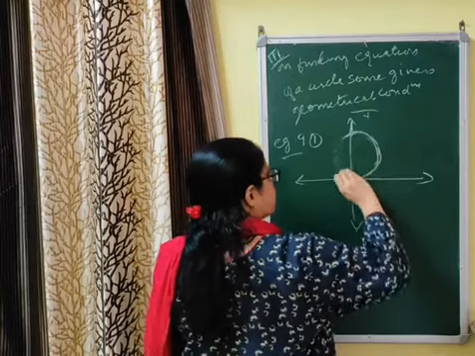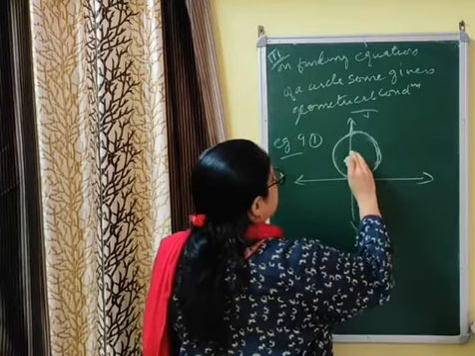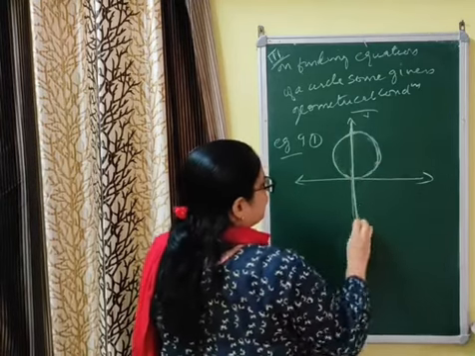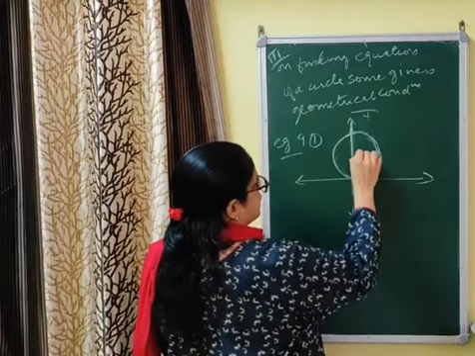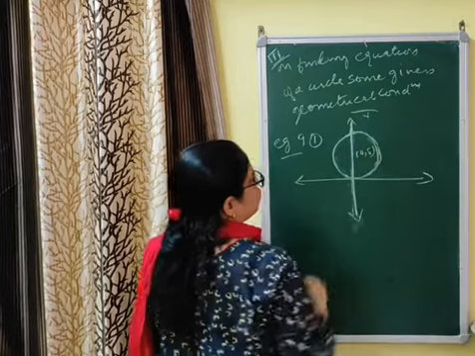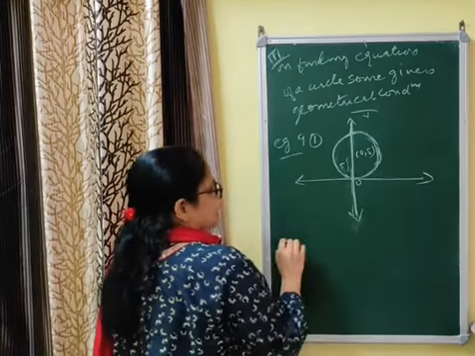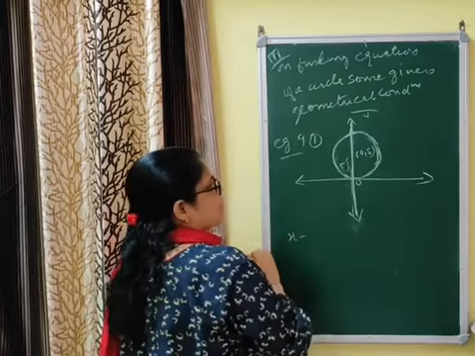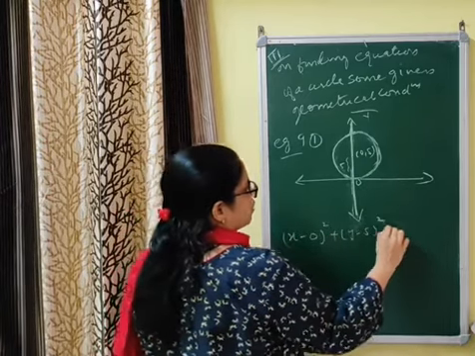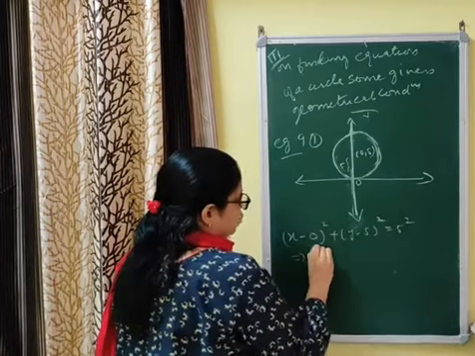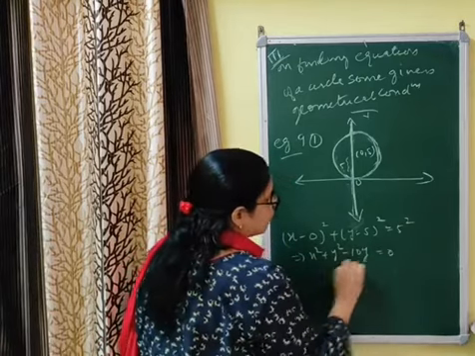One minute, let me draw the figure properly. The radius is 5 units. Since it touches the x-axis at the origin, the center should lie on the y-axis. The radius is given as 5 units, so the center is 5 units from the origin. By the central form of the equation, (x minus h) whole squared plus (y minus k) whole squared equals r squared gives (x minus 0) whole squared plus (y minus 5) whole squared equals 5 squared. You will get x squared plus y squared minus 10y equals 0. This is the second case.